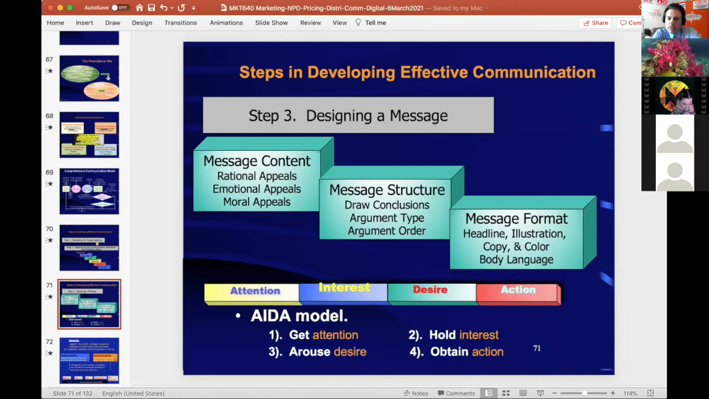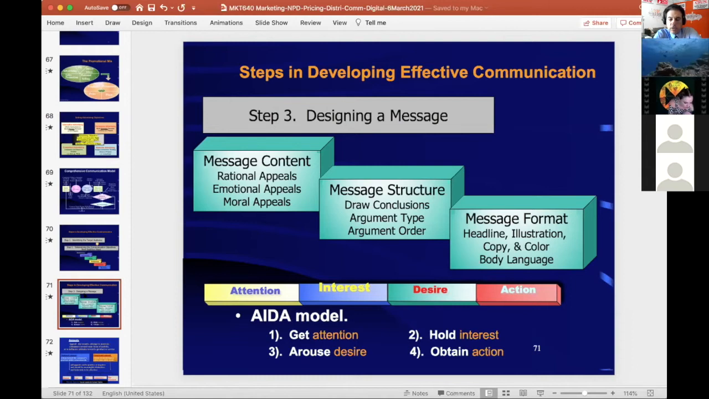So then there's the question of format. Here it's very important in terms of the amount of colors. If you're using pictures more than words, it depends who you're talking to, and it depends on the involvement. If it's something that is very expensive, maybe you have more words than if it's something that is cheaper, where you would have more pictures.